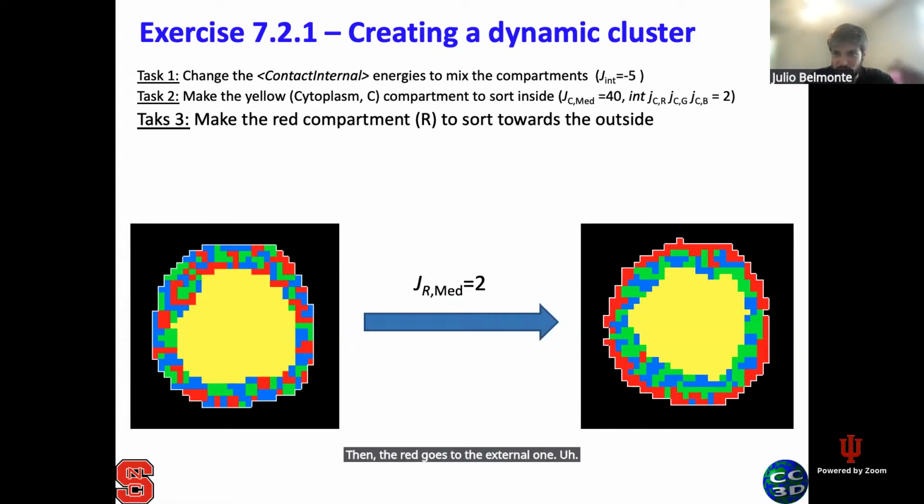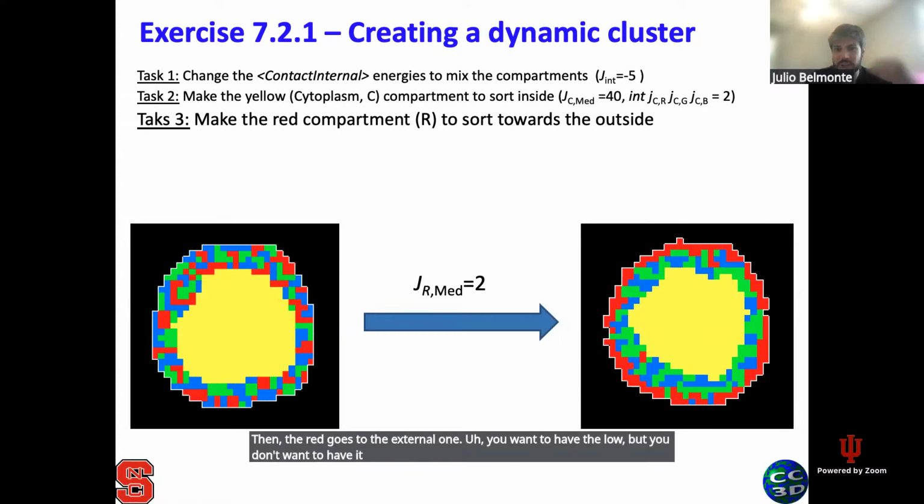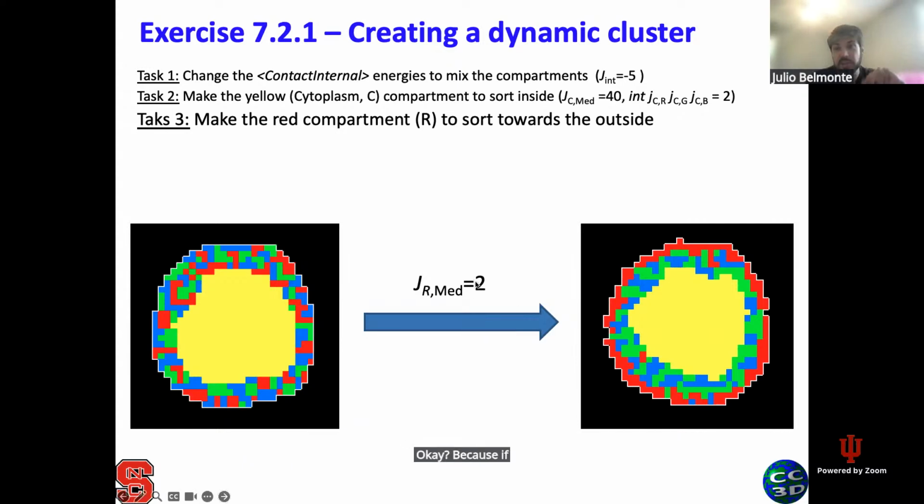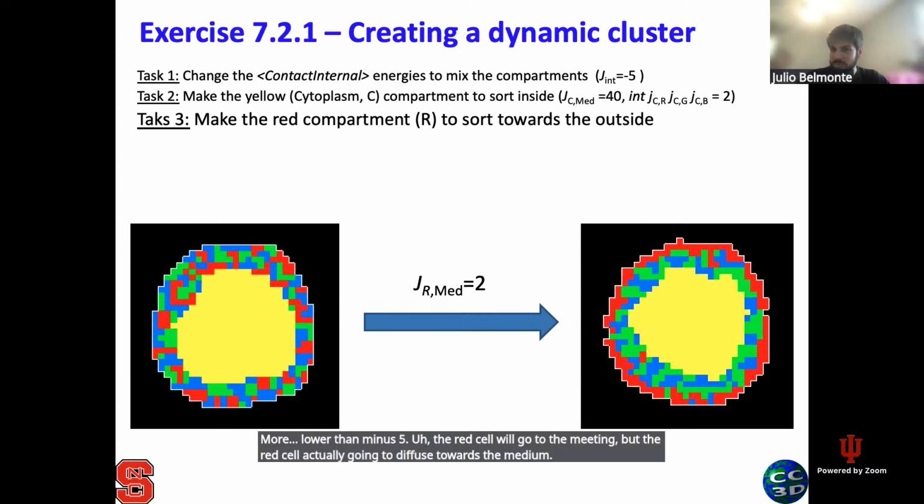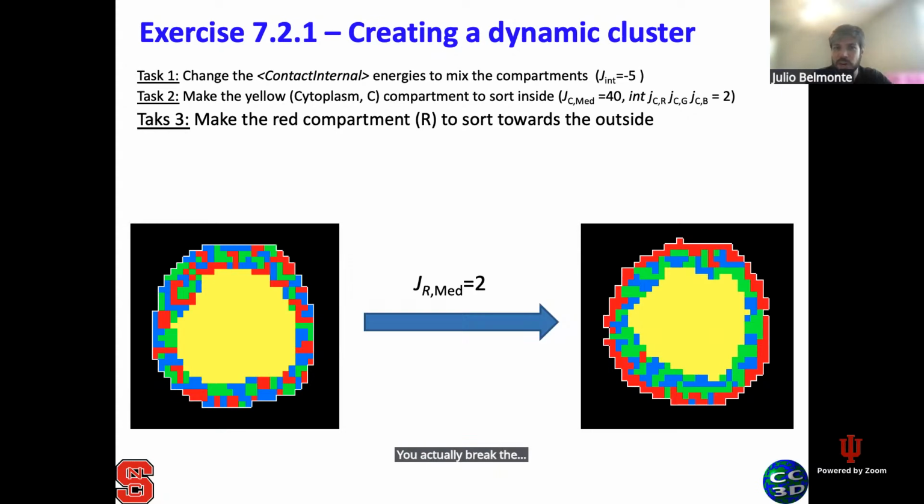You want to have it low, but you don't want to have it negative. Because if you make this negative, especially lower than -5, the red cell will go to the medium and actually diffuse towards the medium. You actually break the red compartment. If you want to try that, make this energy -10, and you're going to see the effect of the red exploding towards the medium. If you want to do that, share a snapshot.